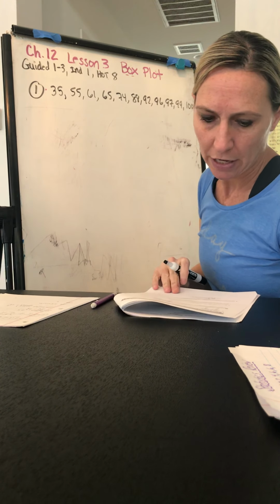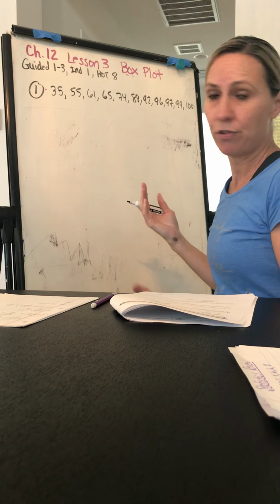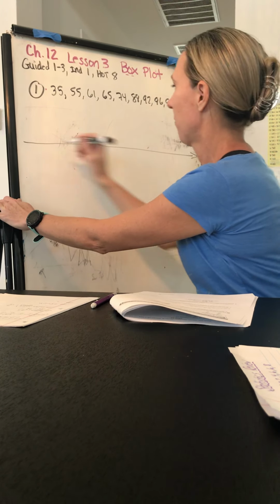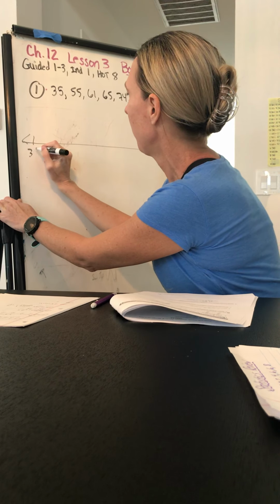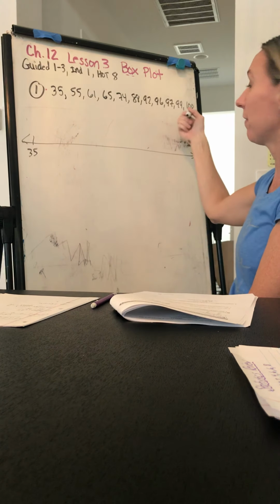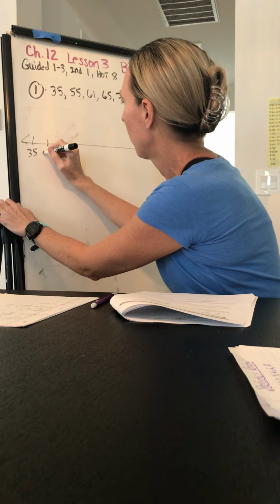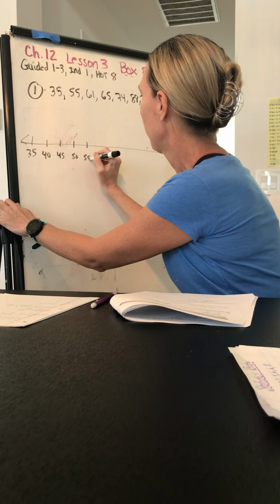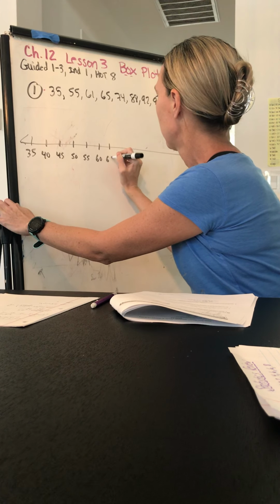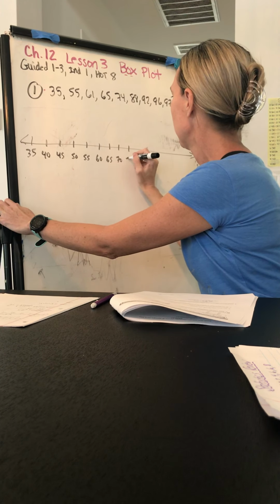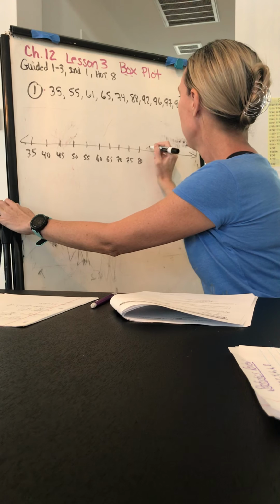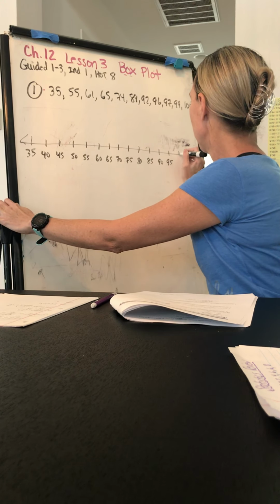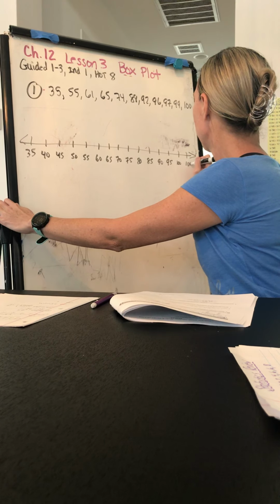Okay, so here's my graph. I'm going to start at 35 and go by 5s from 35 to 100. So 35, 40, 45, 50, 55, 60, 65, 70, 75, 80, 85, 90, 95, 100, 105.